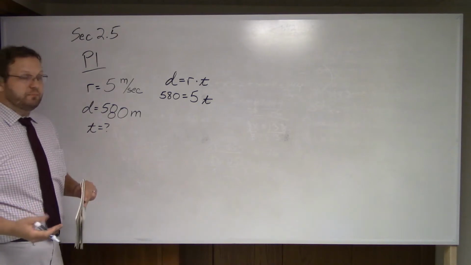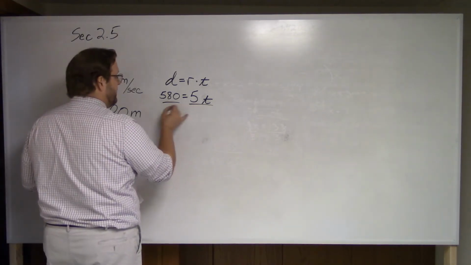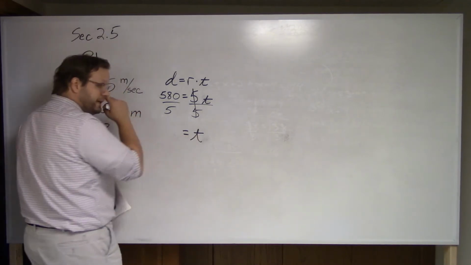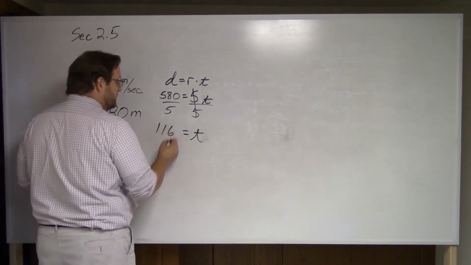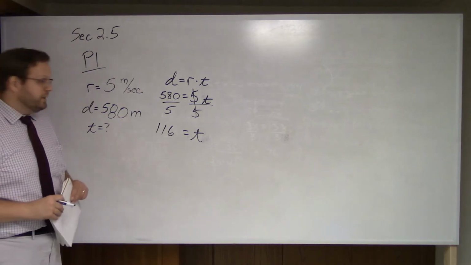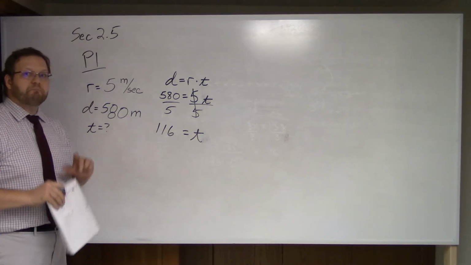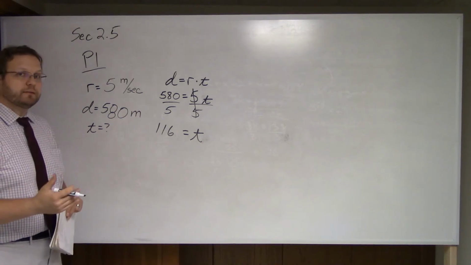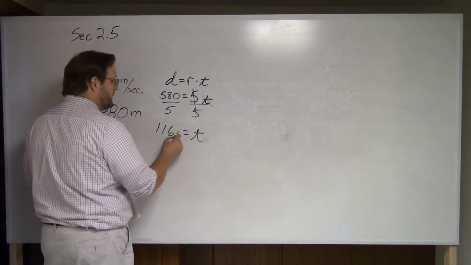And then we have a very simple equation to solve. Divide by 5. 580 divided by 5 is 116. They asked how long. That's your time. You're good to go. Now, be careful here because it's 116 what? In this case, we're talking seconds.